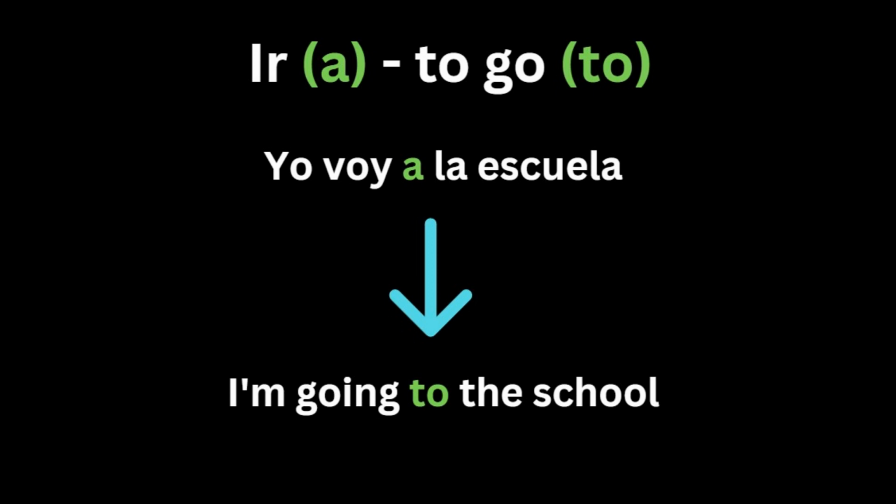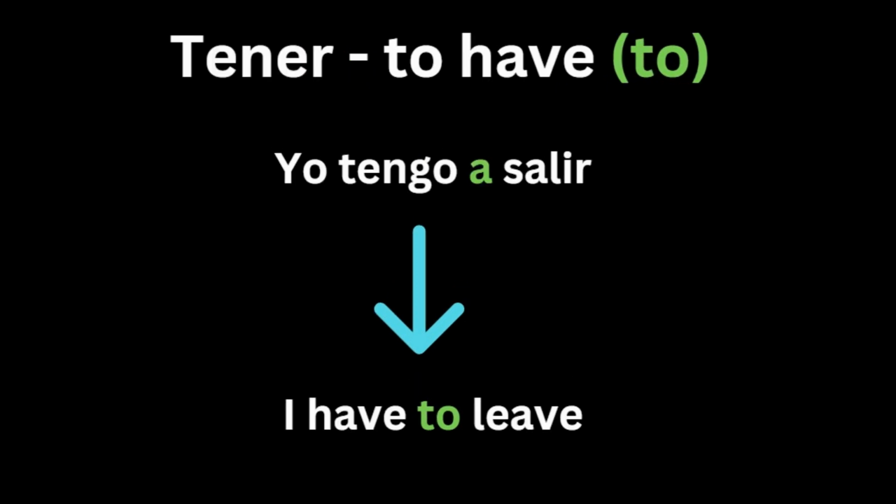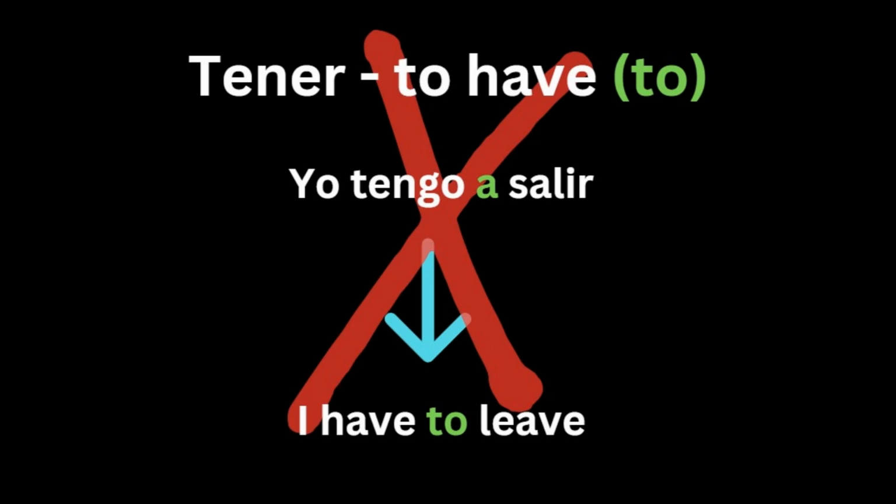You might remember me saying that with the verb ir, you'll need to put the preposition a after a conjugation of ir, like yo voy a la escuela. I'm going to the school, which uses a as to. With the verb tener, you might think to similarly use the preposition a, such as yo tengo a salir, I have to leave, but this would be wrong in Spanish.